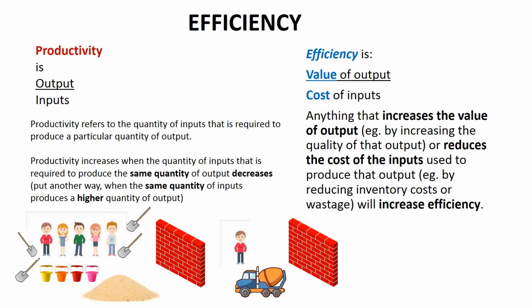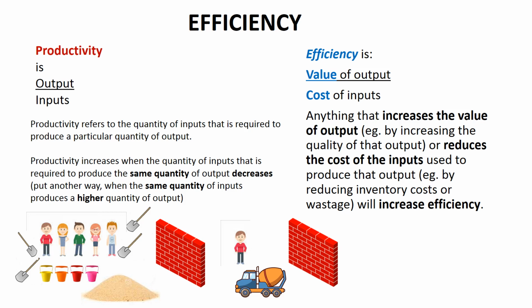There are 2 ways in which efficiency can be increased. First, by increasing the value of the output. For example, by increasing the quality of that output. The second way in which efficiency can be increased is by reducing the cost of the inputs that are used to produce that output. For example, by reducing inventory costs, that is, storage costs, or wastage in the production process.